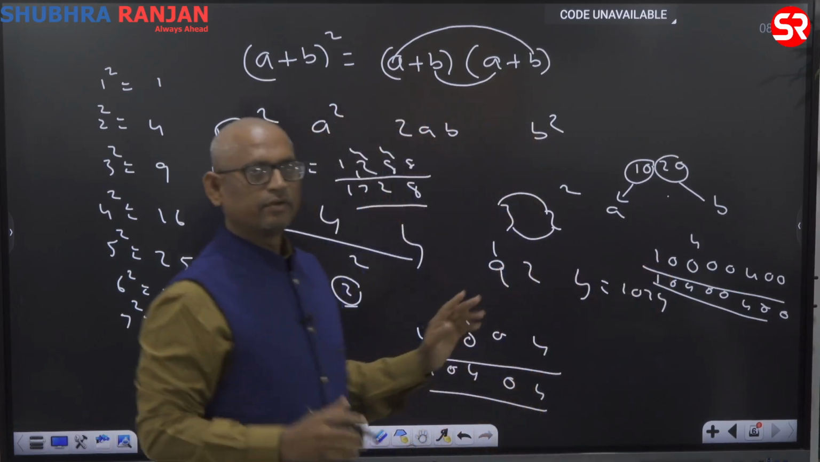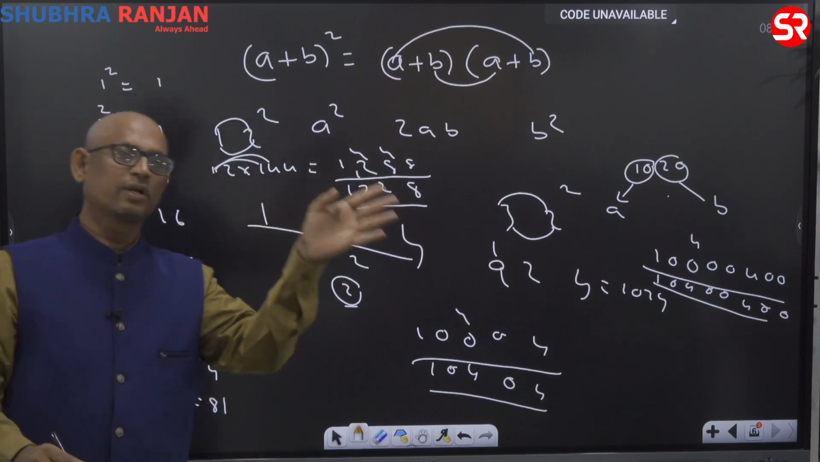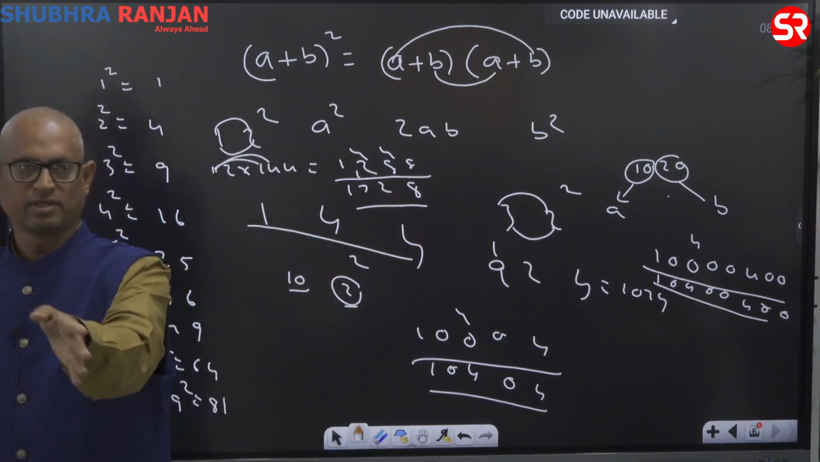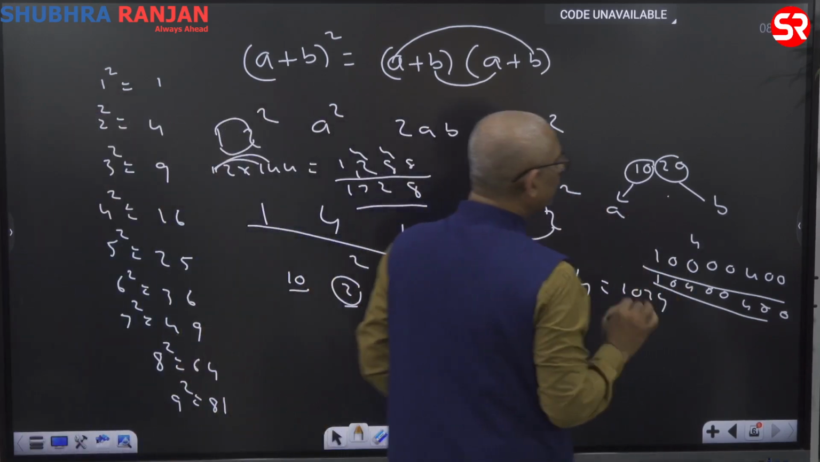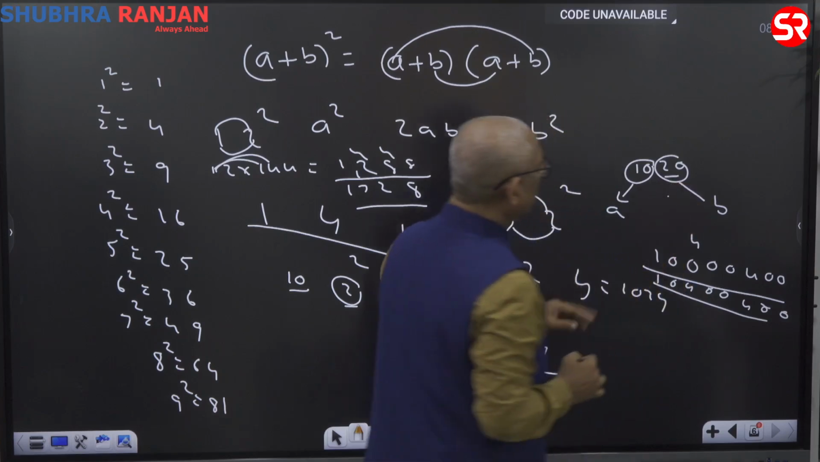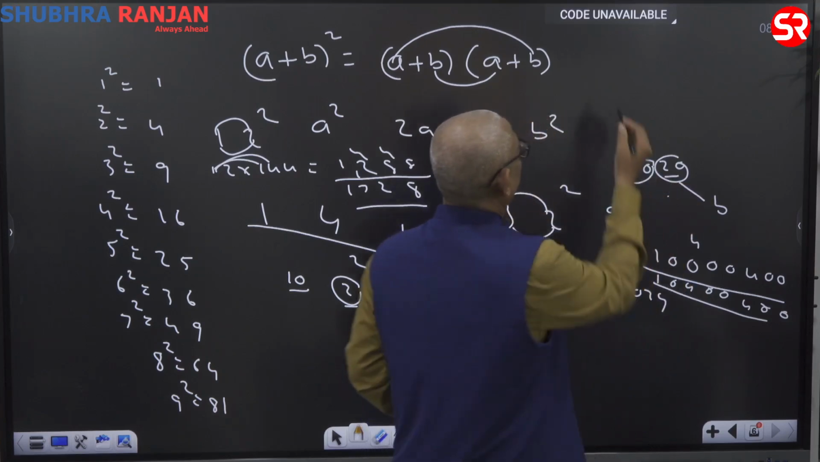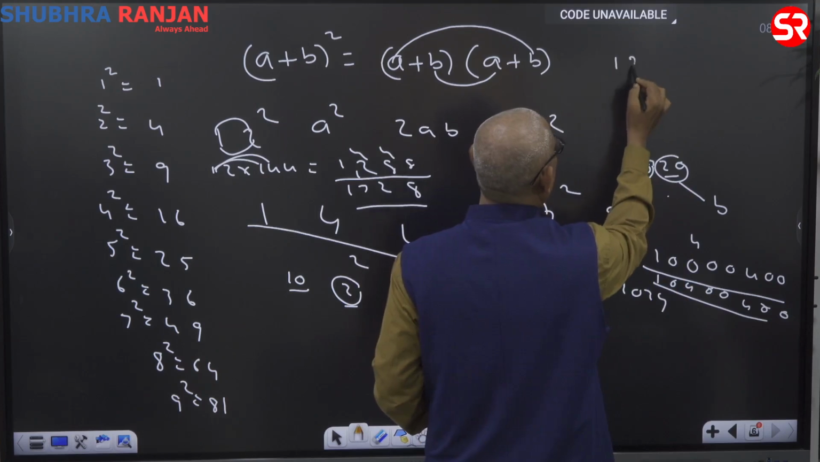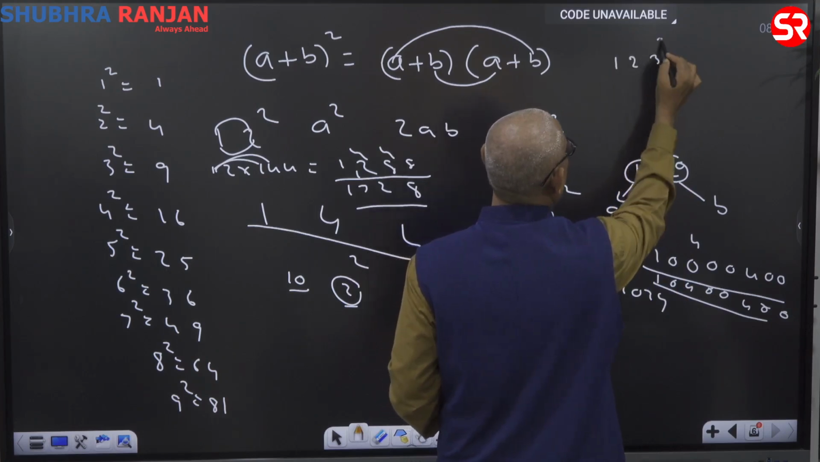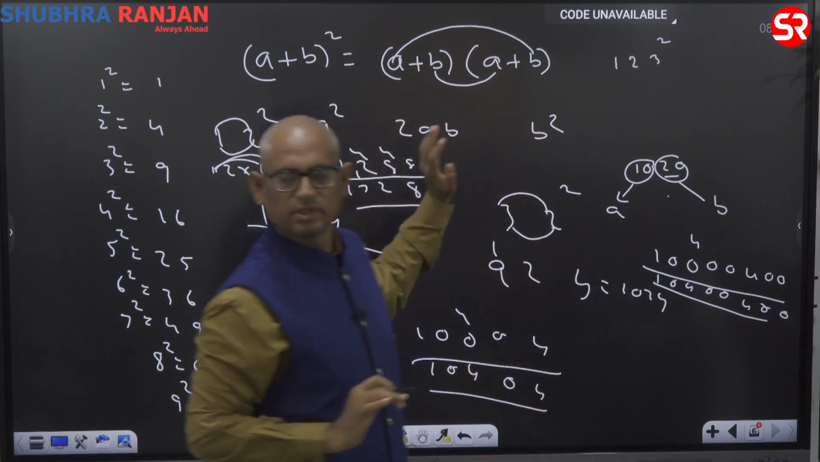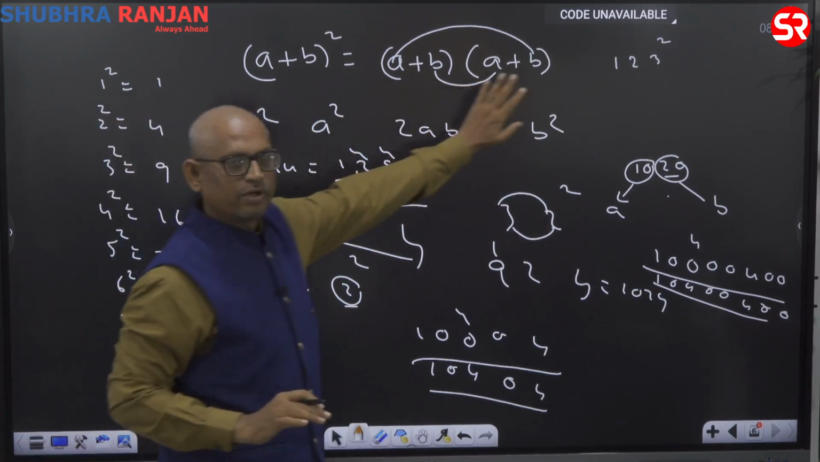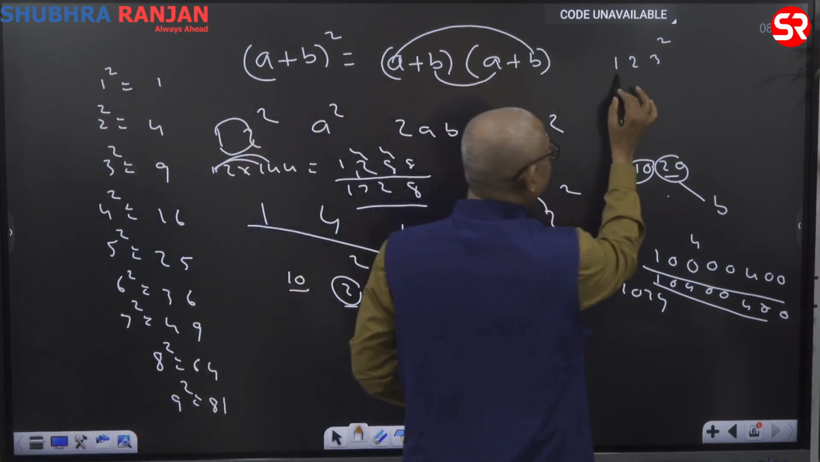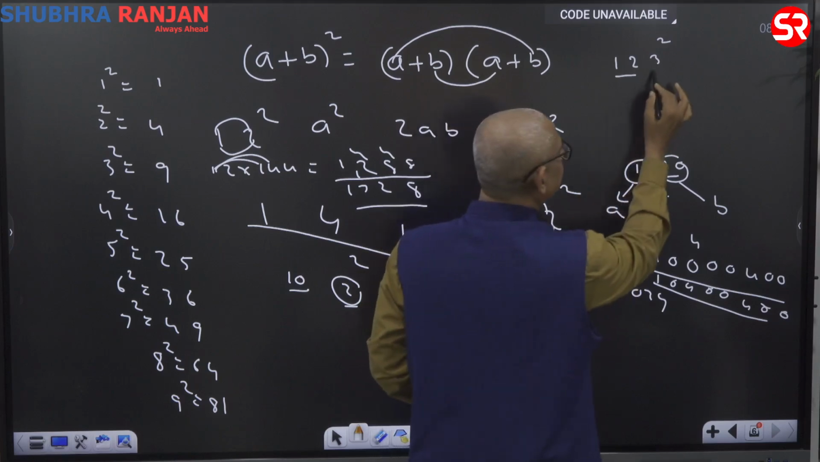So to avoid that confusion, you just go for A square, 2AB, B square. That is far better for you. For example, I will tell one more thing here also. 123 square. Everyone observe carefully. Are you comfortable now? Okay. 123 square. So what I am taking here is 12 as A and 3 as B.